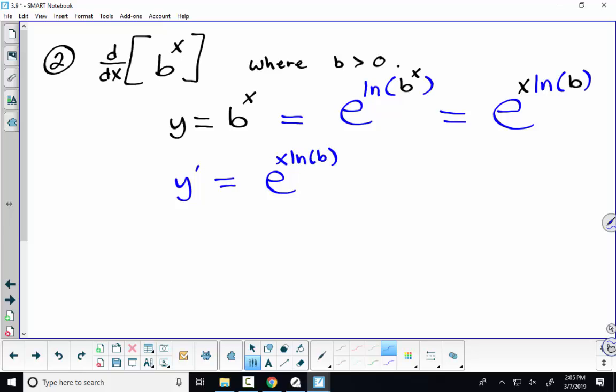What else? Multiplied by the power. Close. Think about the chain rule. The derivative of the power. Yes, the derivative of the power.